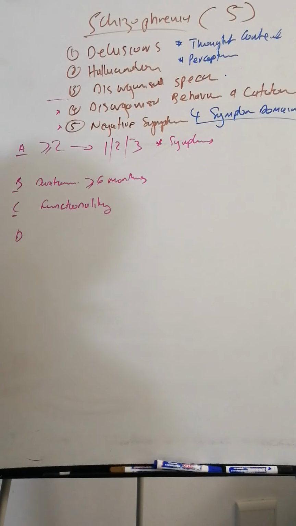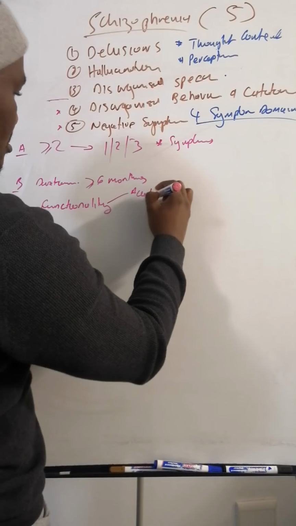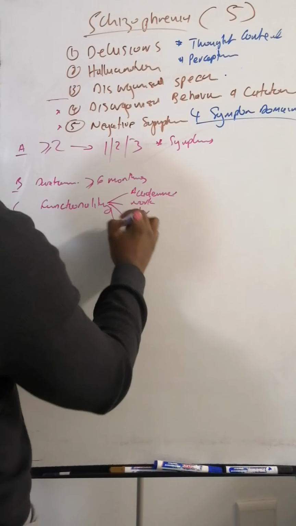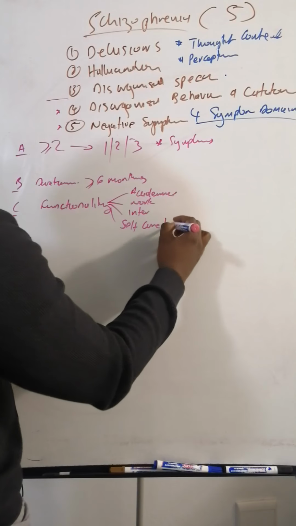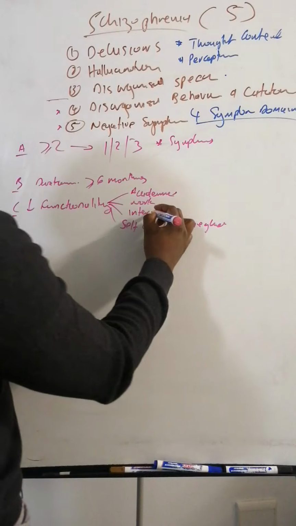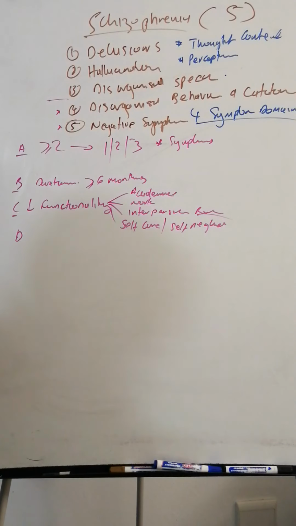As we discussed the other day, the first difference between schizophrenia and schizophreniform is that in schizophreniform, your symptoms should last a month and less than 6 months. That's number 1. Number 2, you don't have to have a reduction in functionality. But in schizophrenia, you must have a reduction in functionality. That functionality can be academics if you are a student, work if you are someone who's working, interpersonal relationships, self-care, or some people say self-neglect. So you must have a reduction in functionality, but in schizophreniform, you don't need this. That's another major difference.